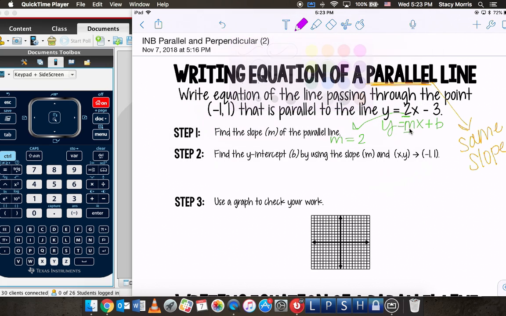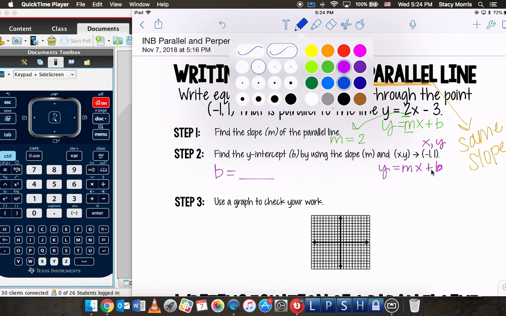The second step says find the y-intercept, or b, using the slope m and the x, y. So remember that this is an x comma y. We're writing an equation in y equals mx plus b. We have no idea what the b is. That's what we're looking for, is what is our b, or our y-intercept. But what we do know is a y value, an m value, an x value. So we can replace each of those with a number and then just be left with the b variable so we can solve for it. So that's what we're going to do. We're going to plug in our y, m, and x.